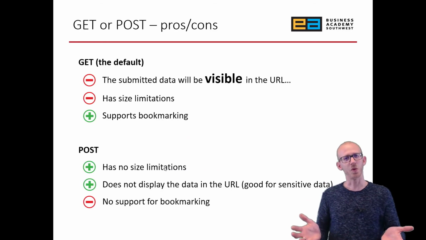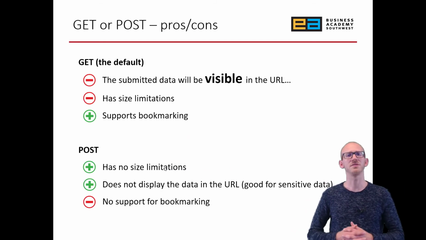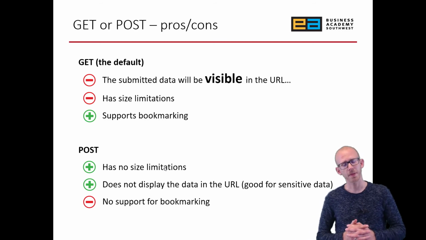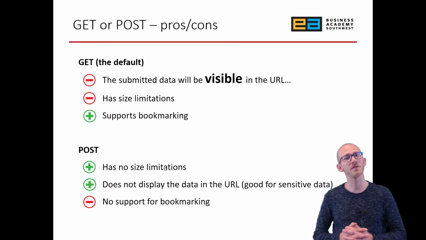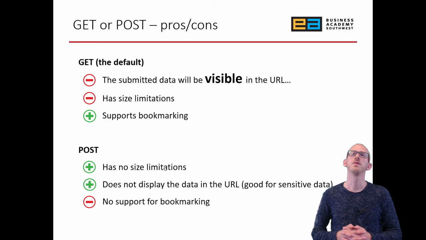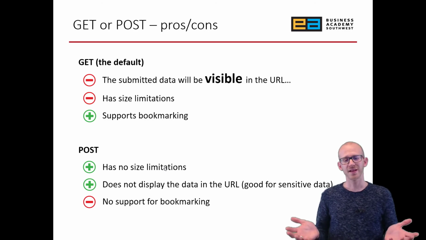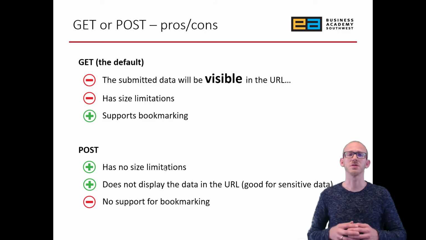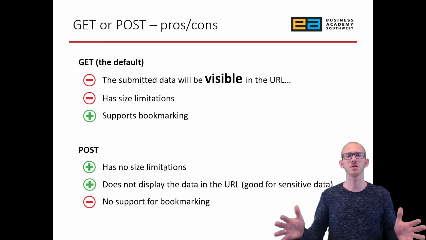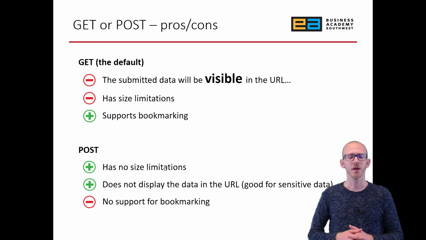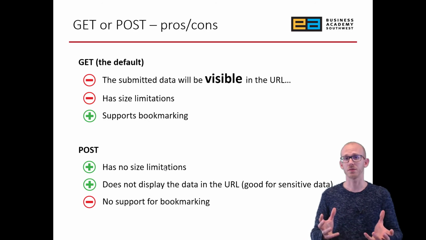Get or post, we have some advantages and disadvantages. Get, which is the default way, we will have the submitted data visible in the URL. This is good sometimes. Sometimes we don't want this to happen. We also have some size limitations, because there is a finite number of characters that we can store inside the URL. The good thing about Get is that we can bookmark it. We can bookmark this thing and save it in our browser.